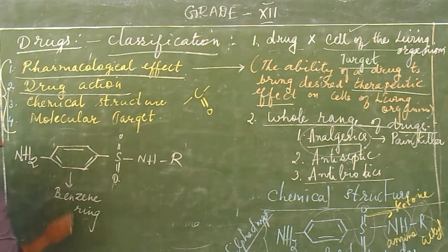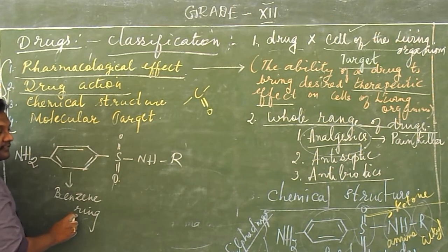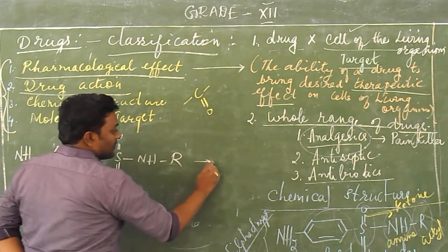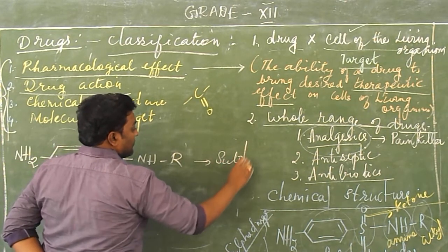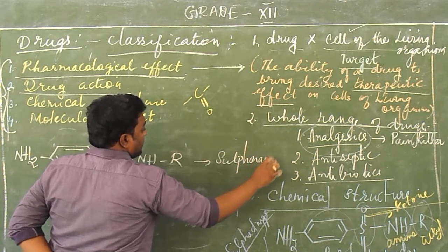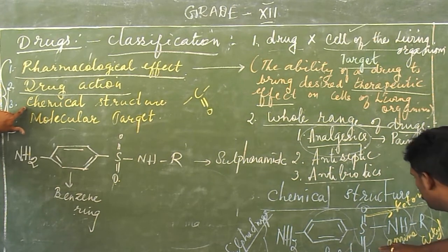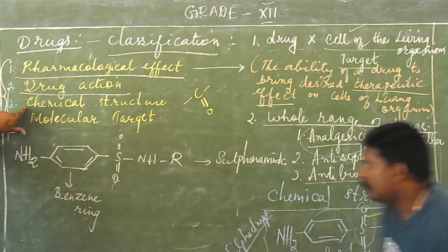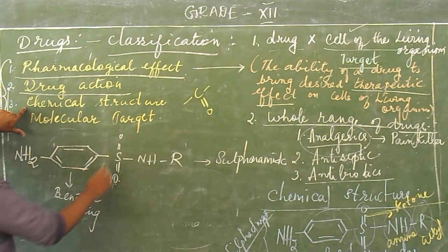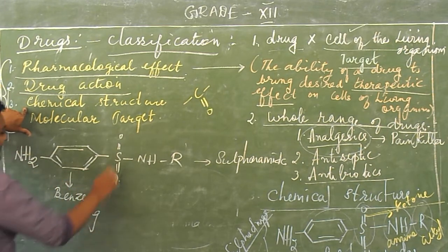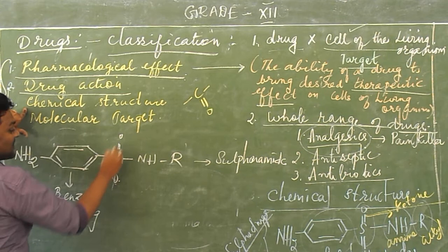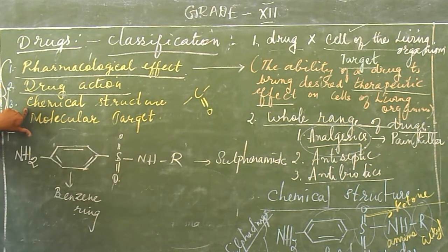So, benzene ring. Okay, this is the structure of sulfonamide. We are studying the chemical structure, based on the chemical structure, isn't it? Sulfonamide. So this is a benzene ring. Then sulfur is substituted to two oxygen atoms.